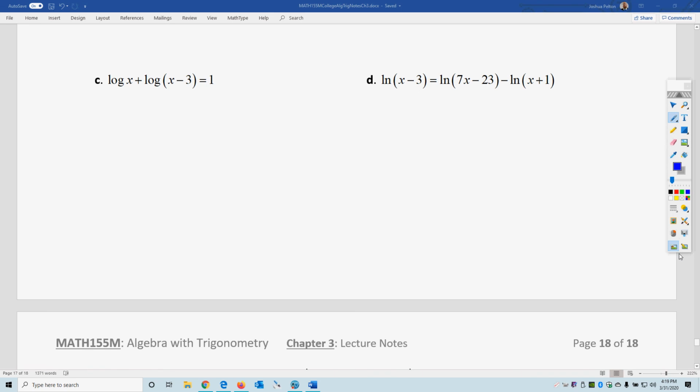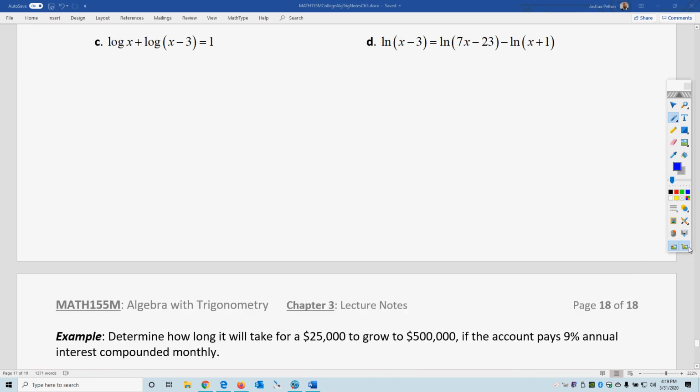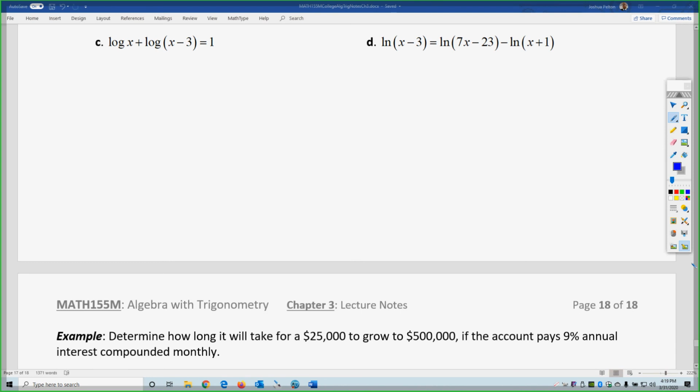Each of these cases have multiple logs. We need to combine them somehow or cancel. We need to get down to one log on each side. So this is both common logs. That's the same. That'll work. It's an addition, so that's the product rule. So that's log of x times x minus 3 equals 1, or log of x squared minus 3x equals 1.